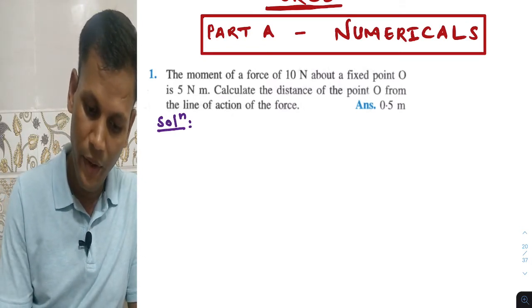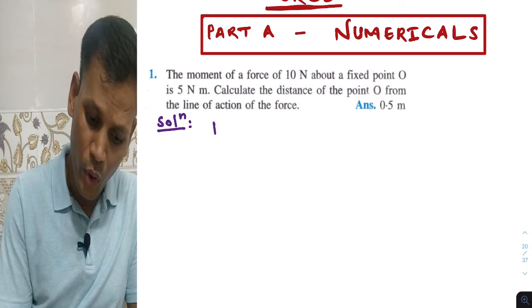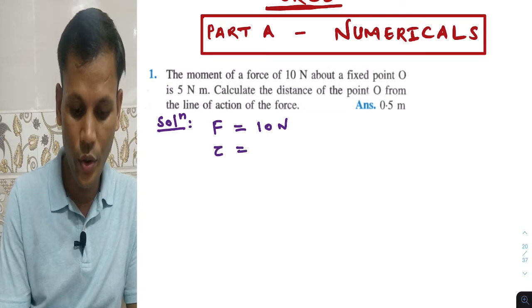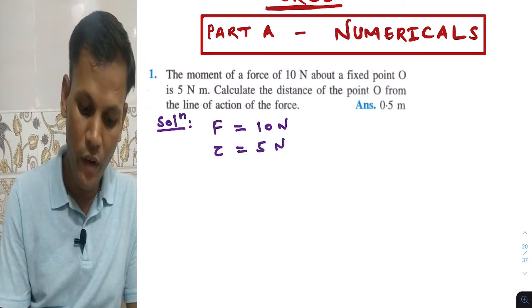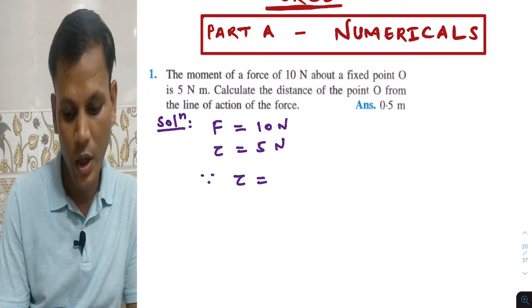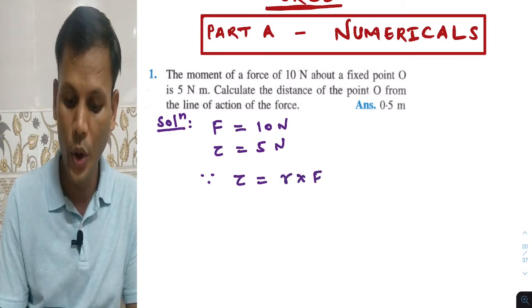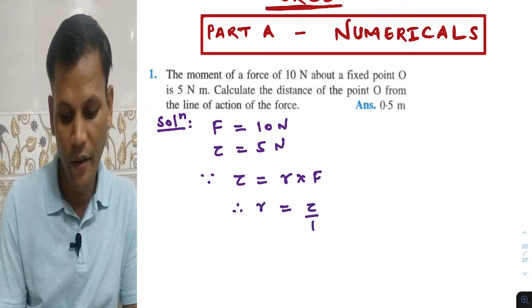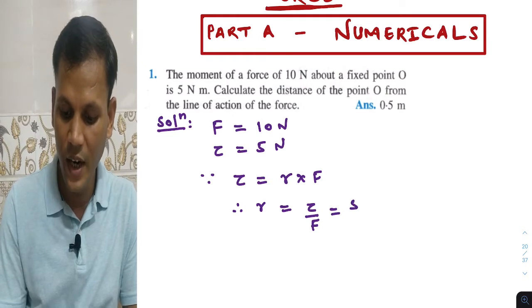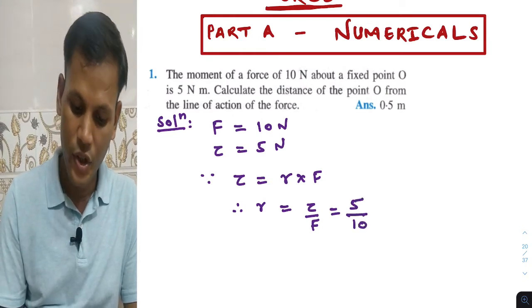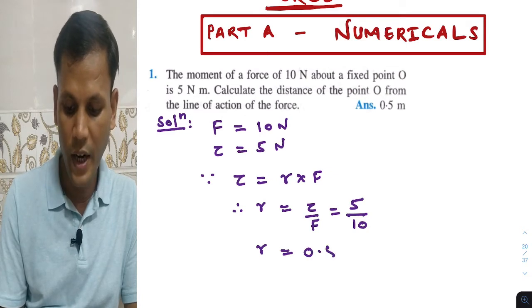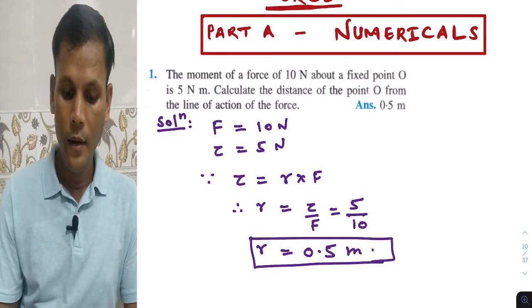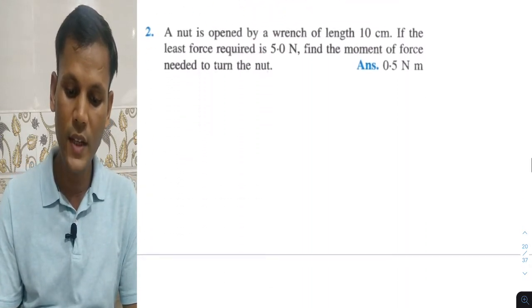So simply we can write force F is equal to 10 Newton and torque is equal to 5 Newton meter. We know the formula, tau is equal to R cross F or R into F. So R is to be found out. R will be tau by F, and torque is given as 5 upon F is 10. So R will be 0.5 meter. So this is the answer. Now we will move to the second sum.